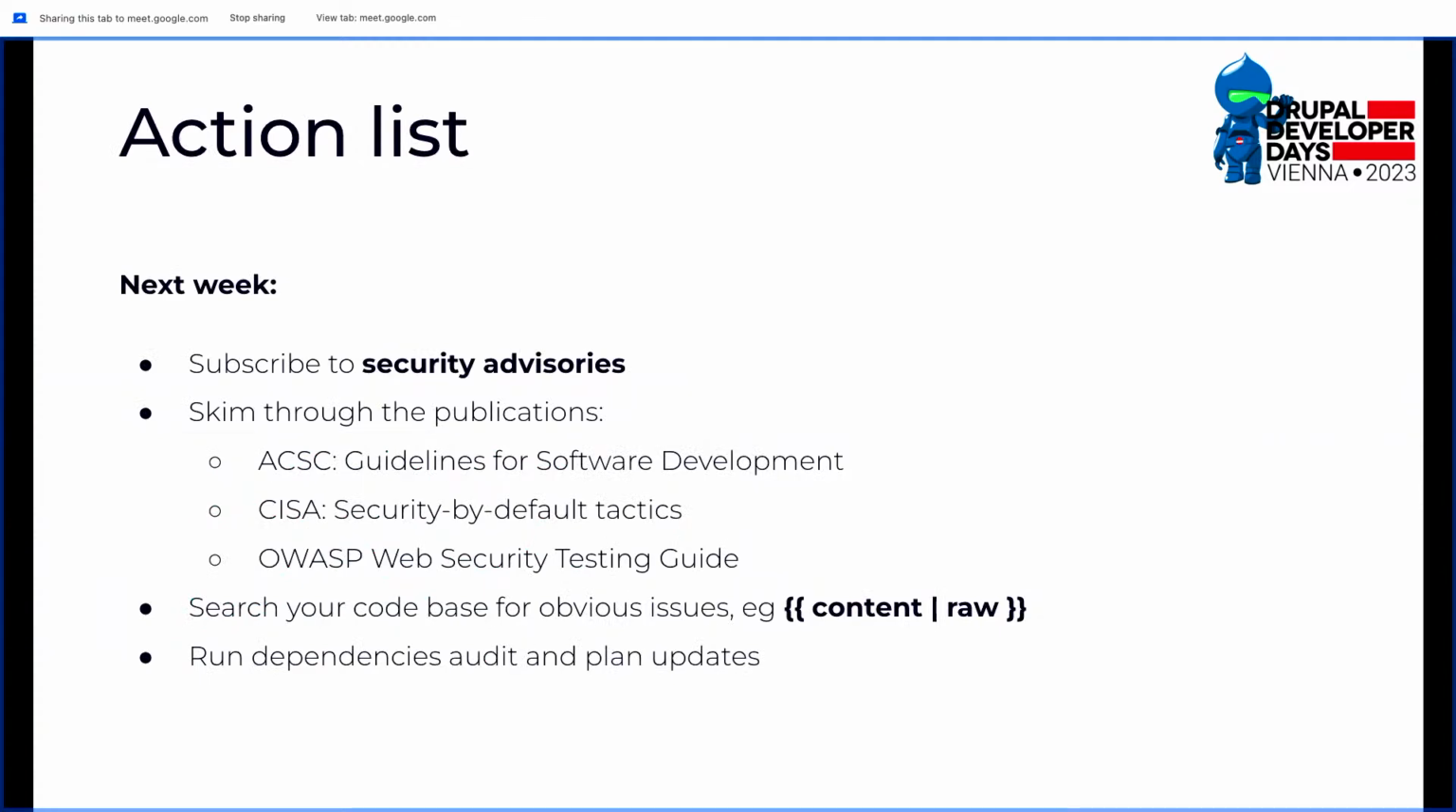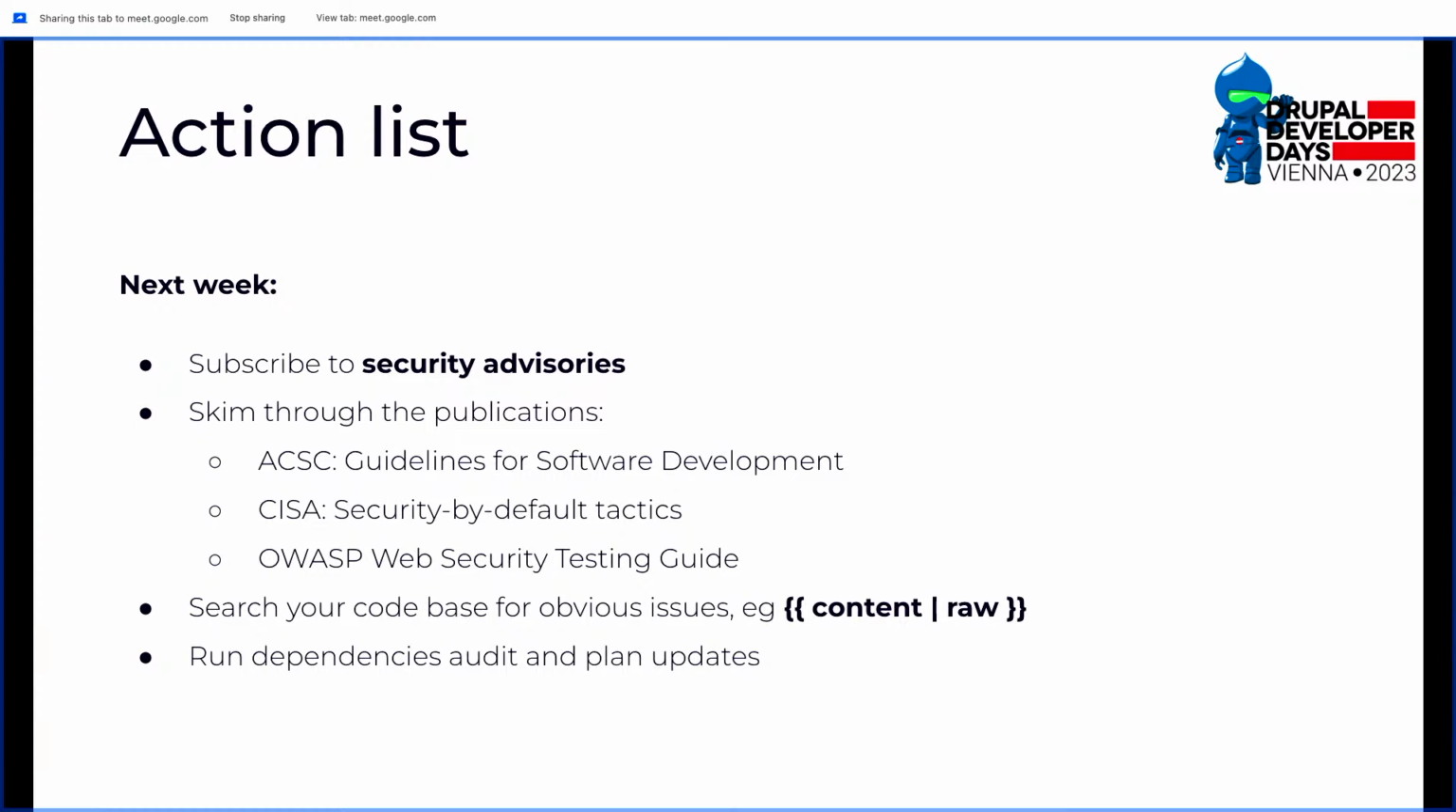Okay. And, action list. So for the next week, just not to forget what we've learned here, subscribe to a security advisory. Does everyone subscribe to the Drupal security advisory? Does everyone know where to find your own country's security advisory? Has anyone received the Citrix NetScaler alert two days ago? No?